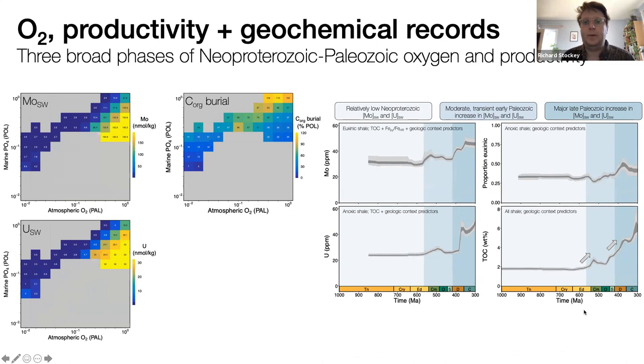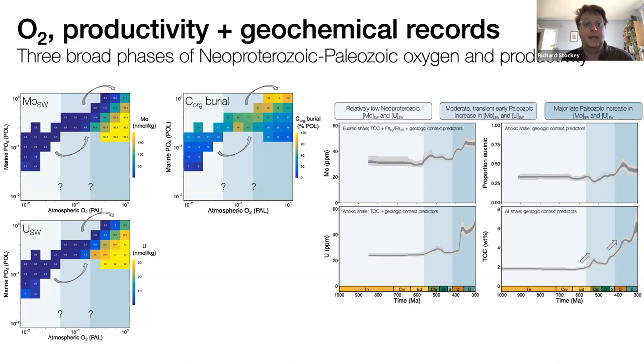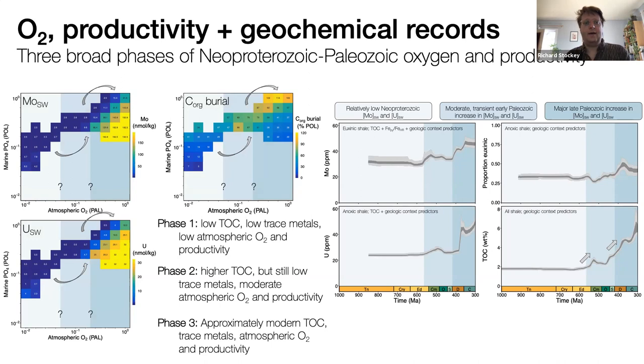Now, when we return to our deconvolved biogeochemical records, they illustrate that in the Neoproterozoic, we require a change in our system state that drives a major shift in organic carbon burial rates, but limited to no change in marine trace metals. In the late Paleozoic, on the other hand, we require a change in our system state that drives a major shift in both trace metals and organic carbon burial rates. This leads us to delineate three broad phases of Neoproterozoic-Paleozoic oxygen and productivity. First, we have low organic carbon, low trace metals, low atmospheric oxygen and productivity. And a second, moderate oxygen and productivity state where we have higher total organic carbon burial rates, but still low trace metals because the majority of the global seafloor is covered by reducing bottom waters.